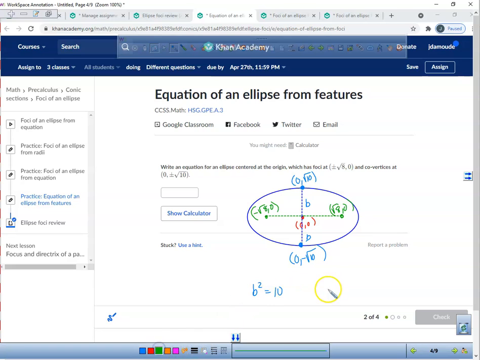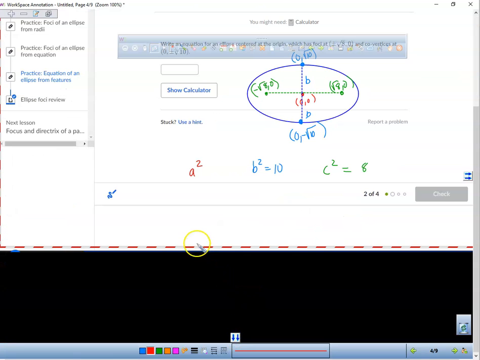Okay? What's your c squared value going to equal? 8. Now we're almost done. If we know our b squared is 10 and our c squared is 8, what's the only thing we're looking for? We're just looking for our a squared. Now listen, what did I say? I said c squared was equal to what? C squared equals a squared minus b squared. What's our c squared value? 8. What's our a squared value? Heck if I know. What's my b squared value? 10.